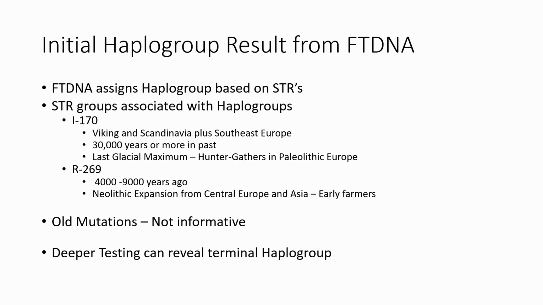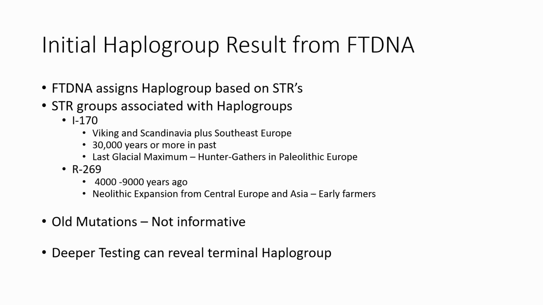So when you have your DNA tested at Family Tree DNA for Y-DNA testing, they will assign a haplogroup based on the STRs in the DNA. The STR groups are associated with haplogroups, and it is possible to get at least a crude idea of the haplogroup of a person based on their STR results. And so this allows Family Tree DNA to separate people who presumably have the I-170 mutation or the R269 mutation.